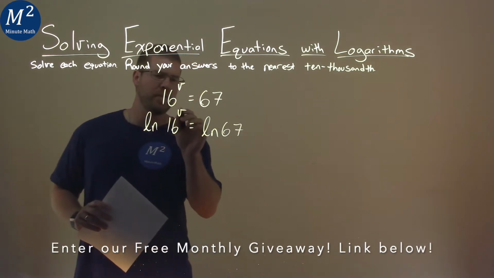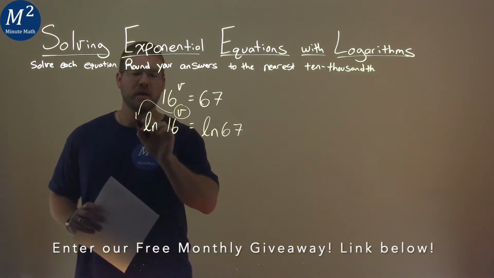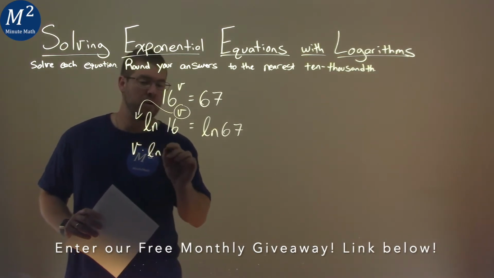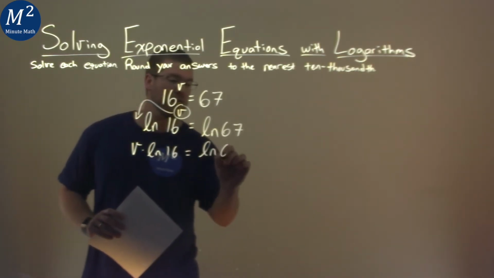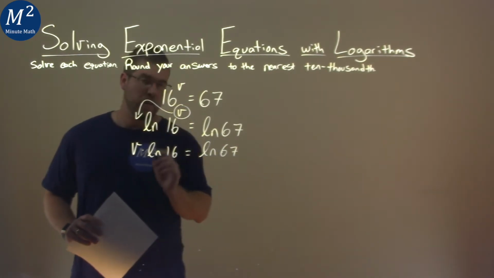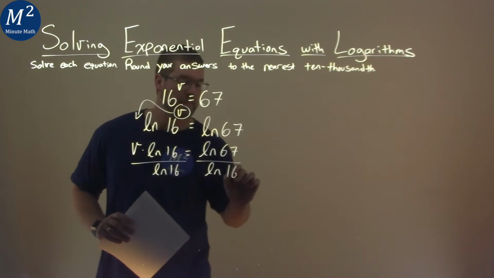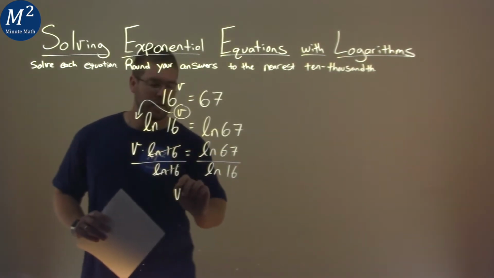When I do that, this exponent of v can come out front. So we're left now with v times natural log of 16 equals natural log of 67. Then from there we divide both sides by natural log of 16. This cancels, and v is now by itself.